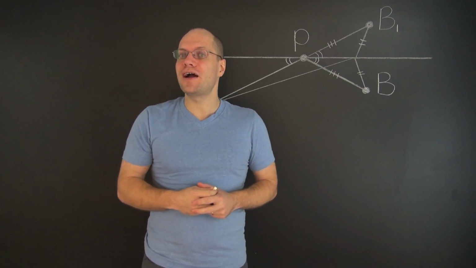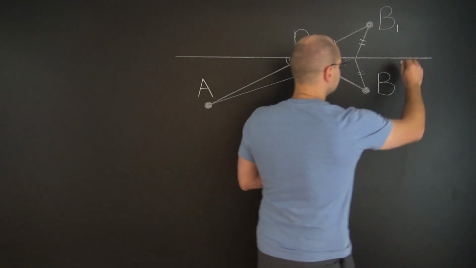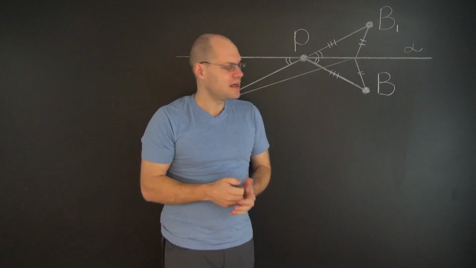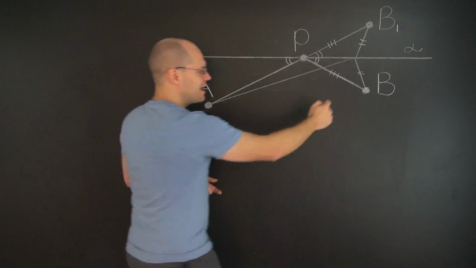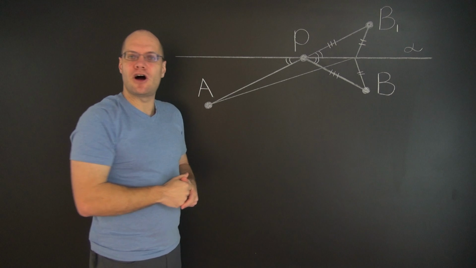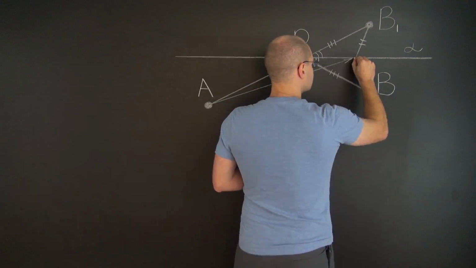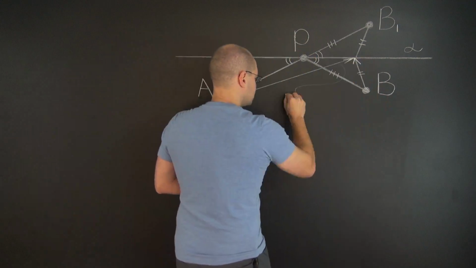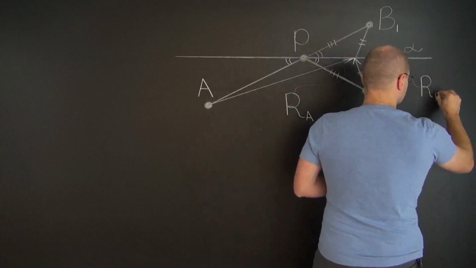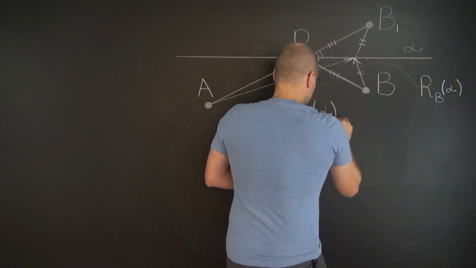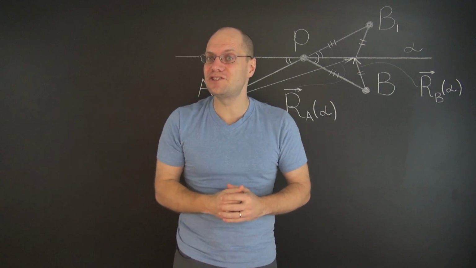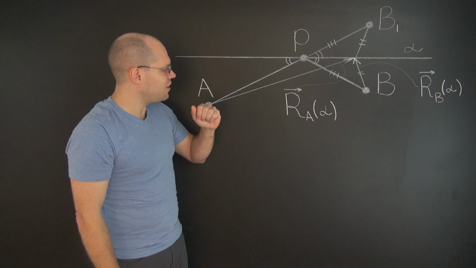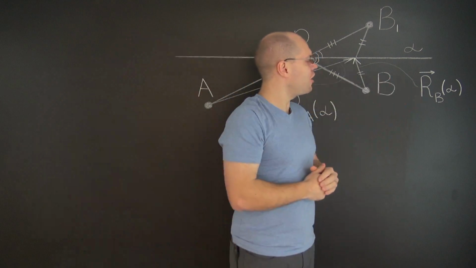Okay, let's refer our straight line to parameter alpha, and let's treat this as a typical point on the line. And so we'll call this vector right here capital R sub A, and this vector right here capital R sub B. Okay, and the objective function f, that is the function that we need to minimize, is the length of R_A plus the length of R_B.